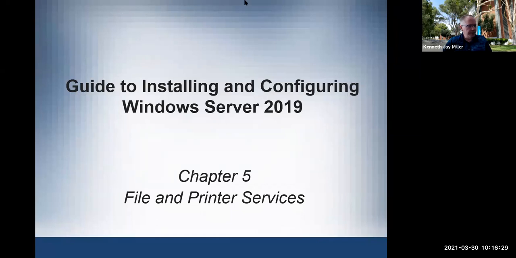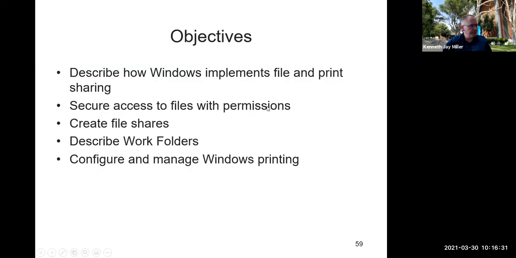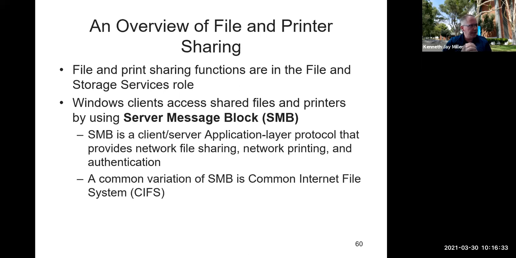So the first thing we're going to look at is the protocol. Remember, we talked about the storage protocol for our shared storage. Well, there's also a protocol for our local data sharing as well. So the Windows protocol, the native version, is the Server Message Block, or SMB.